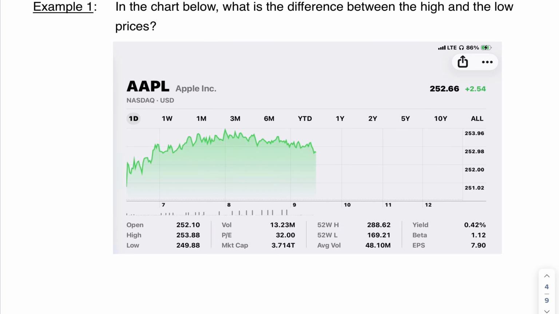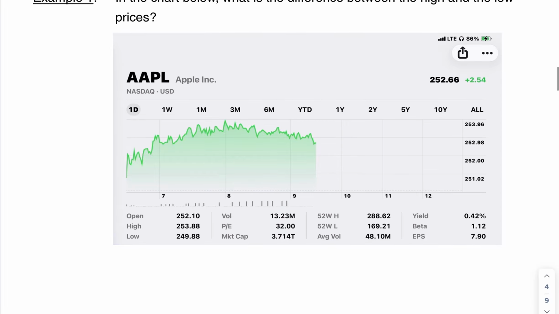So if you take a look, the high price is $253.88, and the low price is $249.88. To calculate the difference, we just take the high minus the low. So this will be $253.88 minus $249.88, and that gives us 4. Okay, so that is the difference.